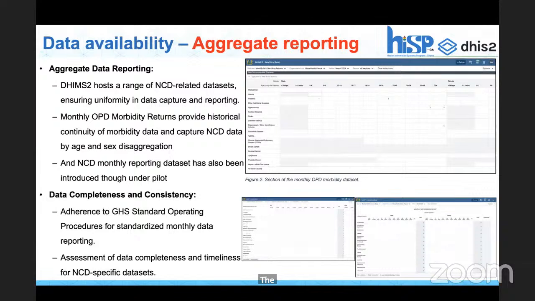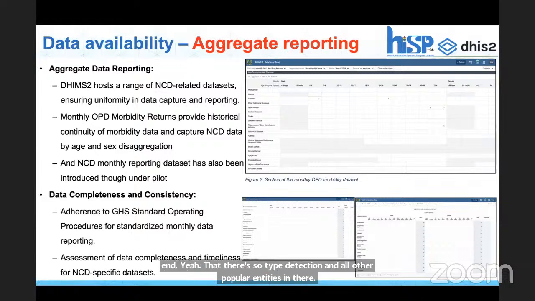When it comes to that, the national HMIS had a host of data sets that contained NCD data. Notably, it's what we call the monthly OPD morbidity returns that records new cases of all diseases diagnosed at OPD level. It is a data set submitted on a monthly basis by every facility reported into the national HMIS, with a section on non-communicable diseases, as you can see on the inset here, that deals with hypertension and all other popular NCDs.